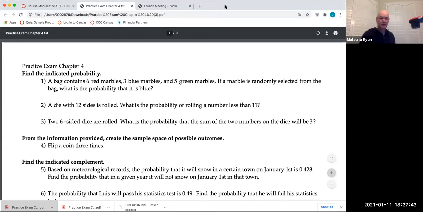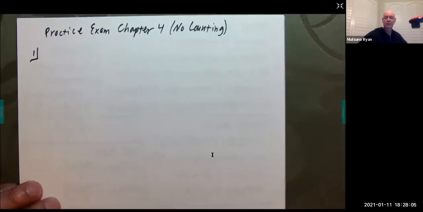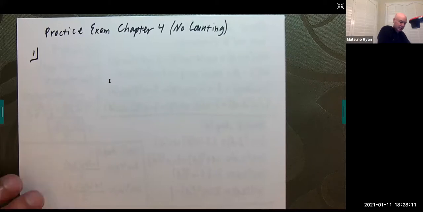And our first problem is we have a bag that contains 6 red marbles, 3 blue marbles, and 5 green marbles. And if a marble is randomly selected from the bag, what is the probability that it is blue? So for number 1, let me switch screens for you. For number 1, I'm going to assume that you have your practice test up or printed out. And I'll flash to it a few times, but I'm going to hold off.